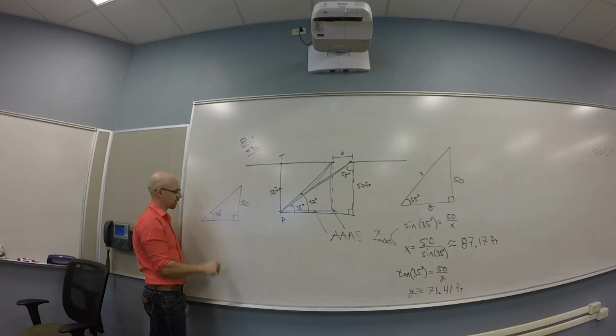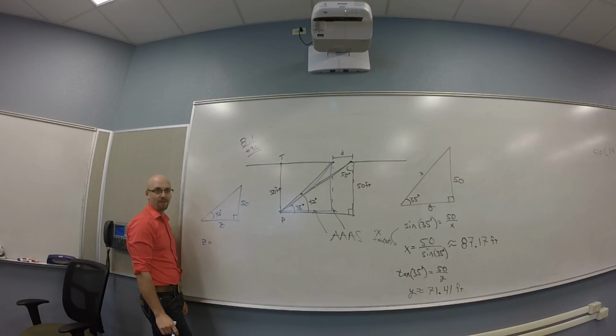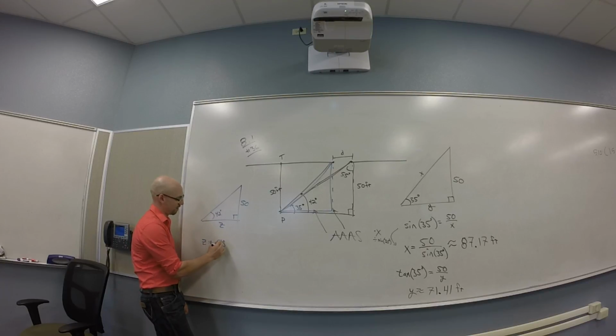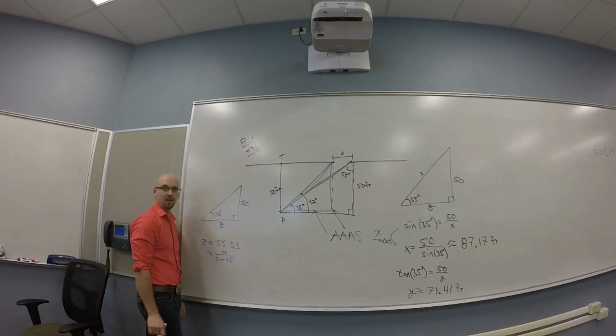So what do you want to call the short side here? Z. Okay, so what do you get for Z? Z should be 55.53. Okay, so you approximated this at 55.53. And I'm assuming you got that by thinking about tangent: tangent of 42 degrees equals 50 over Z.